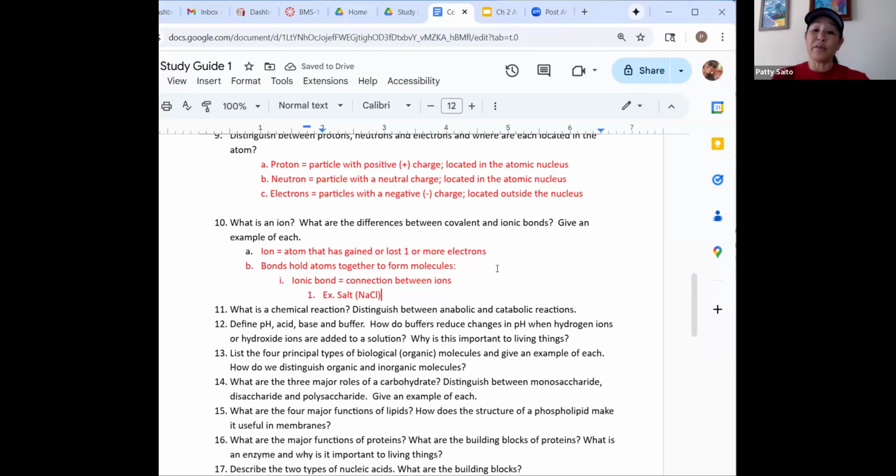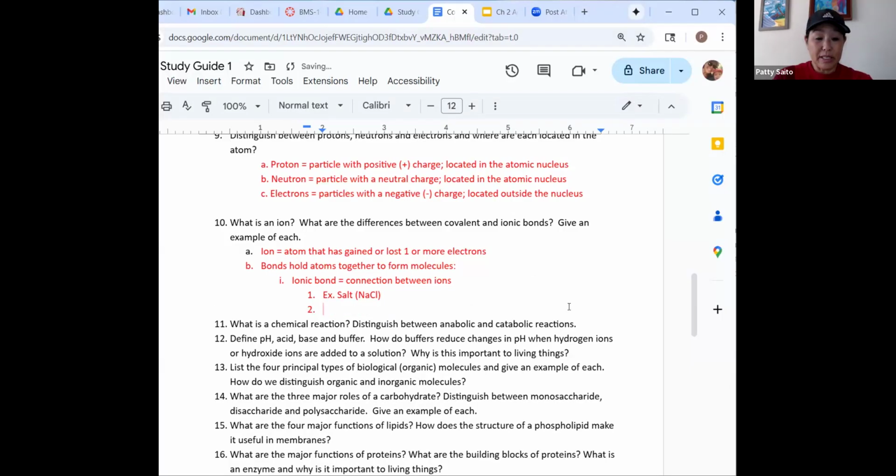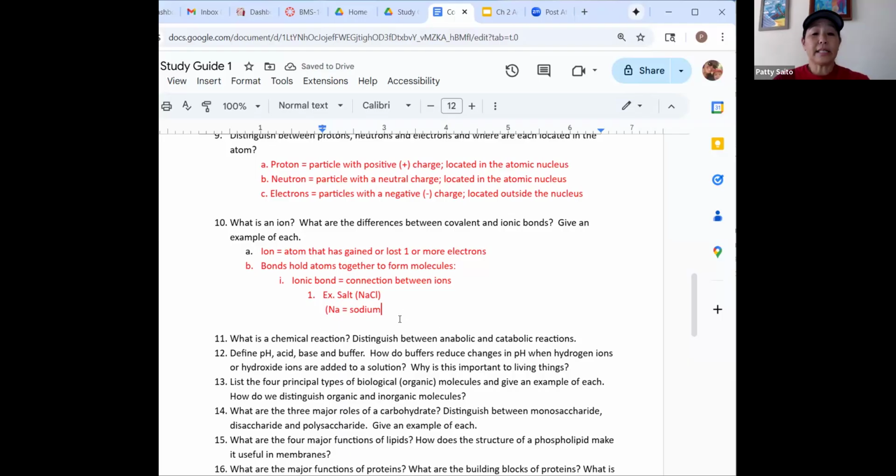Table salt is made up of 2 different atoms, a sodium atom and a chlorine atom. But actually it's a sodium ion and a chlorine ion. Maybe I should put here in parentheses that Na is sodium. You might think, why is it Na and not So or something like that? It comes from a different language, natrium. I'm not sure if it's Latin or Greek. Natrium means sodium, so that's where it comes from. Chlorine is Cl.